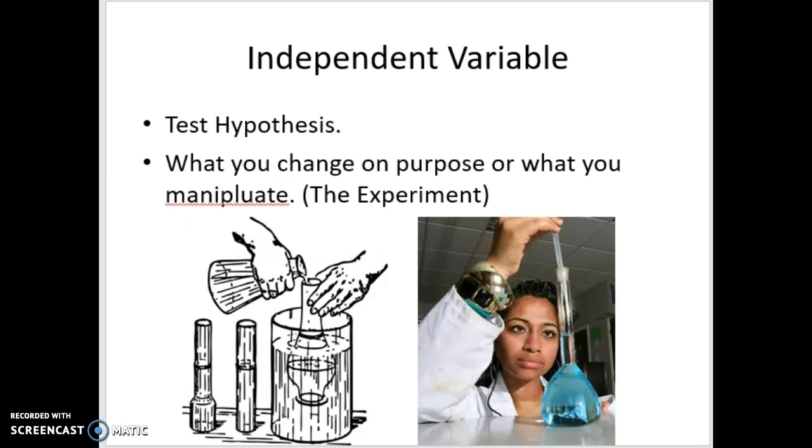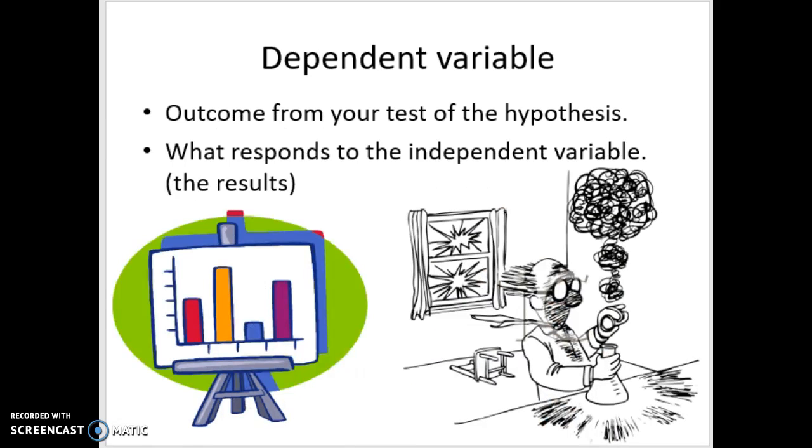So it can be very simple, something like that, or it can be a very complicated experiment that most scientists do. And then the dependent variable would be the results. Okay, whatever the outcome of the test of your hypothesis, what responds to the independent variable. So last slide, the independent variable was mixing the two chemicals to see the reaction. The outcome, like if you look below, for example, this man's outcome of mixing the chemicals was an explosion. So there was not only a reaction, there was an explosion.